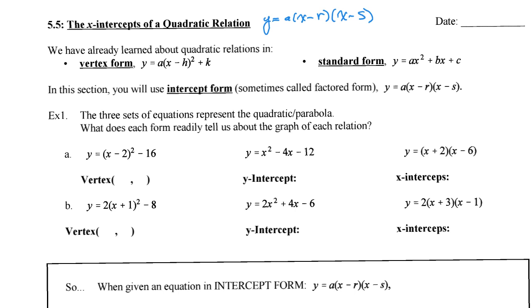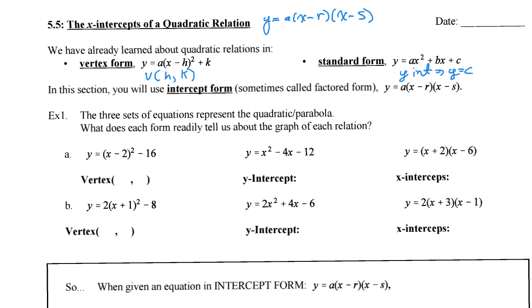Now, we already studied quadratic relations in vertex form. Remember, if we had something in vertex form, the vertex was (h, k). If we were looking at something in standard form, this tells us that the y-intercept is y = c. Now, in this section, we're going to be studying the intercept form, sometimes known as the factored form, which is given by this.